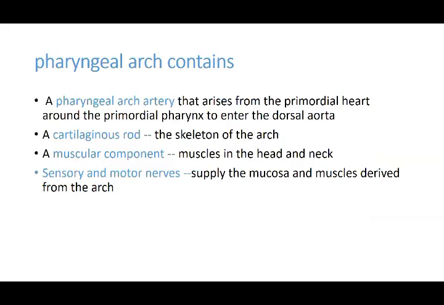Now, a pharyngeal arch, as I've already said, contains a pharyngeal arch artery that arises from the primordial heart around the primordial pharynx to enter the dorsal aorta. So it has its artery that is coming from the dorsal aorta, which is developing. It has a cartilaginous rod, the muscular component of the head and neck, and the sensory and motor nerve supplying the mucosa and the muscles derived from the arch. So these four are components of each pharyngeal arch.